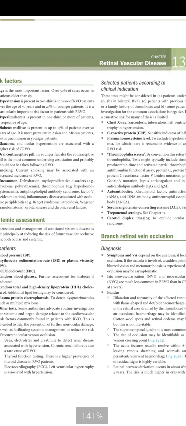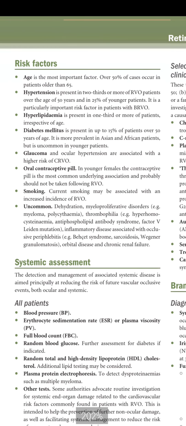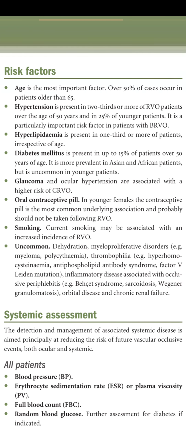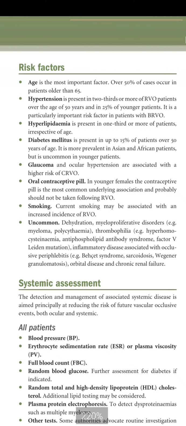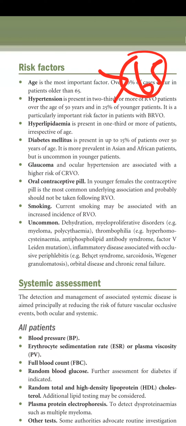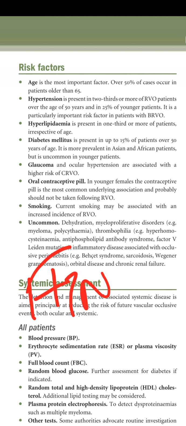So, what are the risk factors of retinal vein occlusion? Age is the most important risk factor. Over 50% of the cases occur in patients older than 65 years of age. Hypertension is present in two-thirds or more of RVO patients over the age of 50 years and about 25% in younger patients. So, hypertension is one of the risk factors for CRVO.